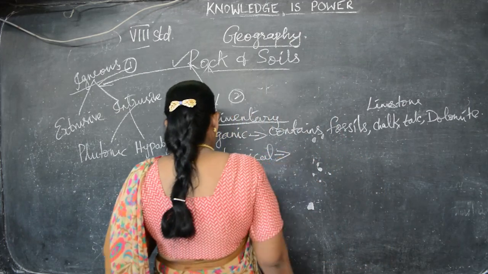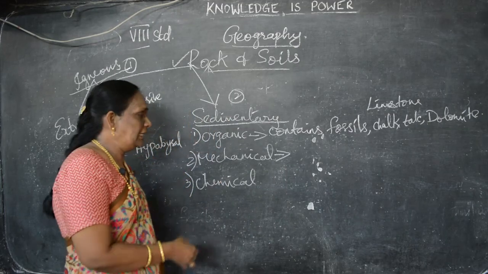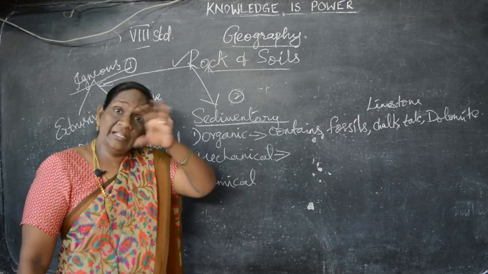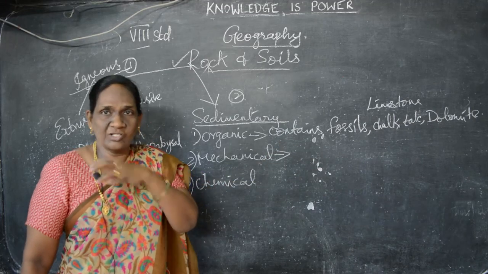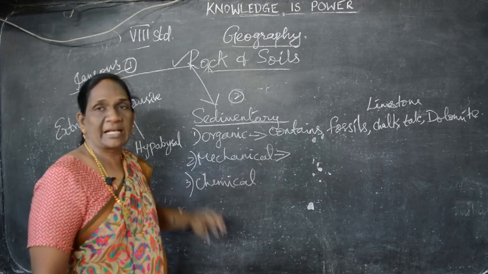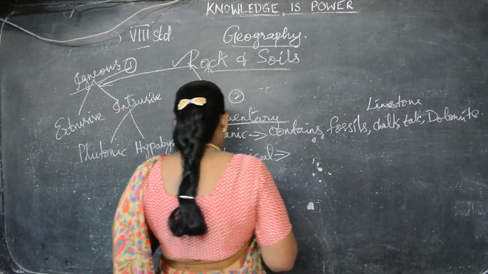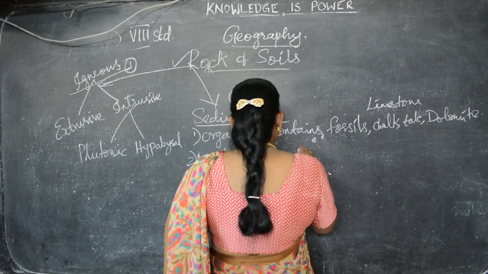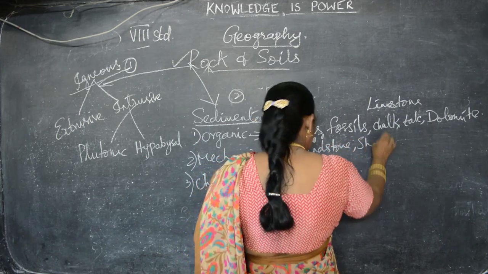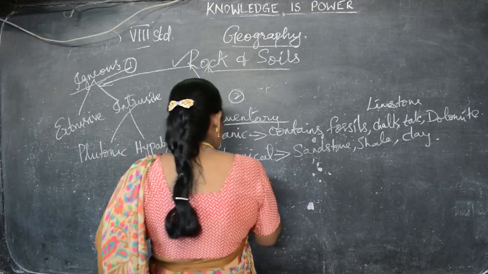Mechanical sedimentary rock forms due to the disintegration of igneous and metamorphic rock. When the igneous rocks we saw settle down and become sediment, it is called mechanical sedimentary rock. Understand? Examples of mechanical sedimentary rocks: sandstone, shale and clay.